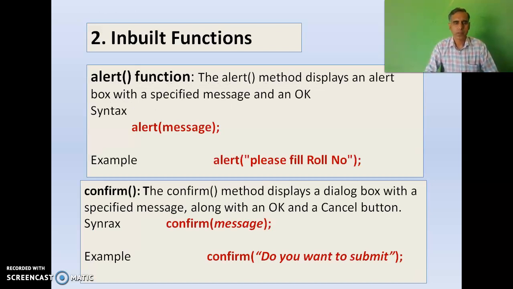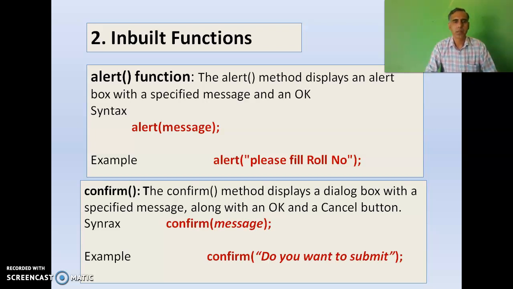Now the second type of functions used in JavaScript are inbuilt functions. Inbuilt functions are those functions whose meaning is already defined in the system. Users need not define these functions again. We simply use these functions.